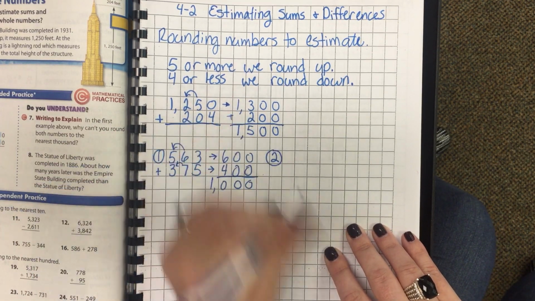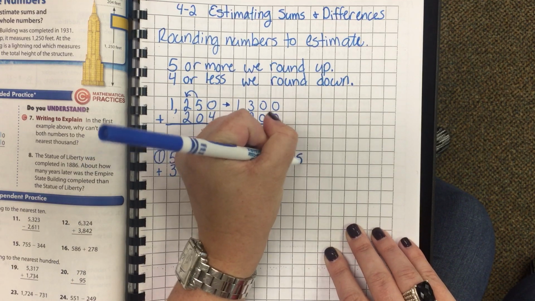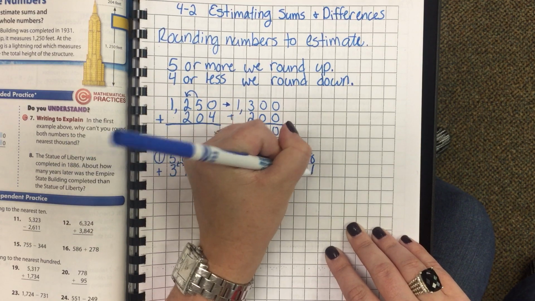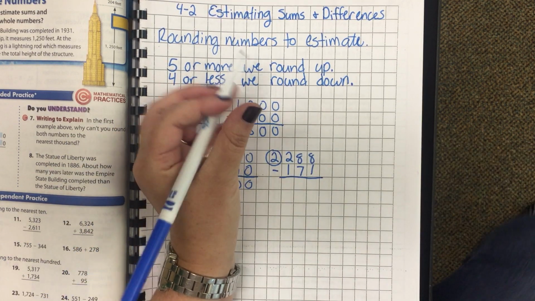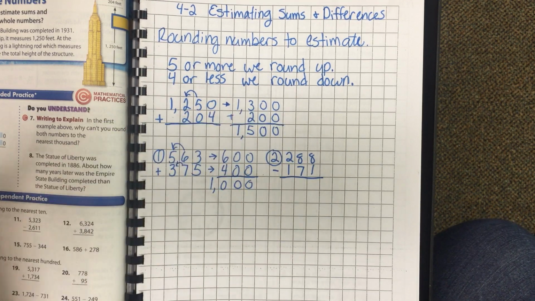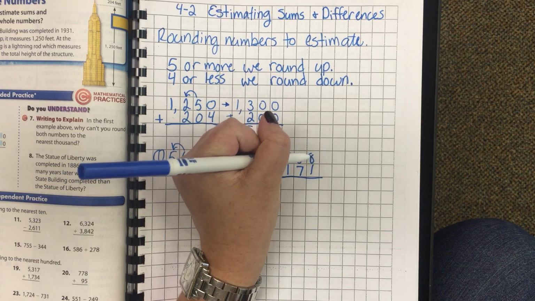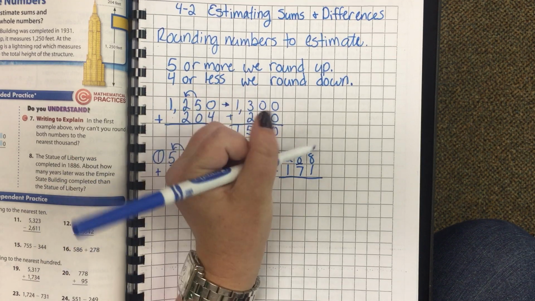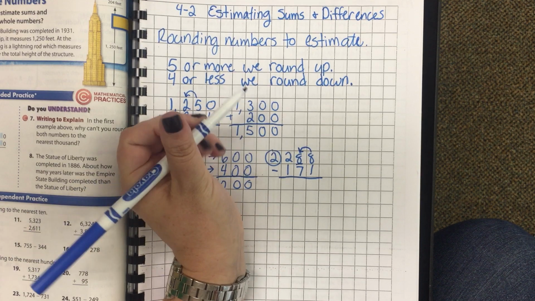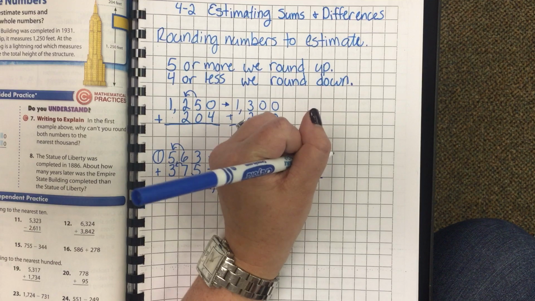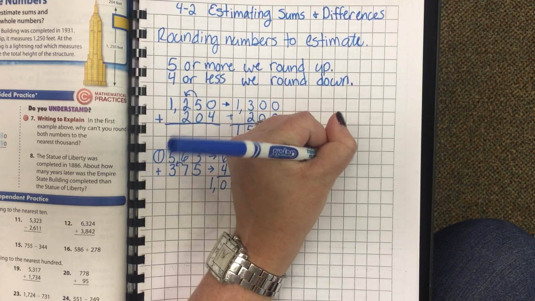Okay, number 2. 288 minus 171. In the book, it's showing that it wants me to round it to the nearest 10 this time and not to the nearest 100. Okay. So 288, I'm going to be changing this 8. So what is 8 going to do to this other 8? It's going to make it go up. So it's not 288, it is 290.